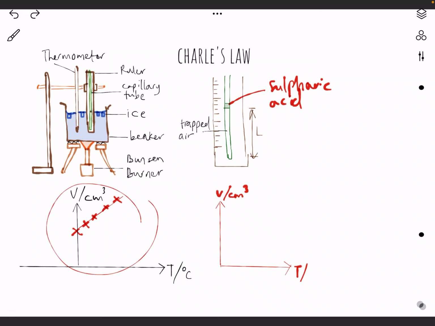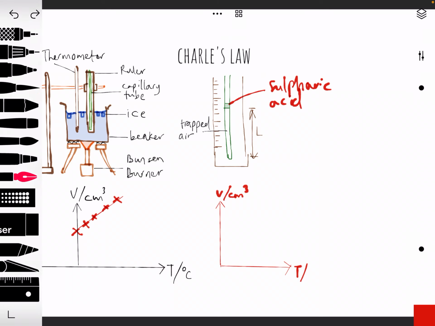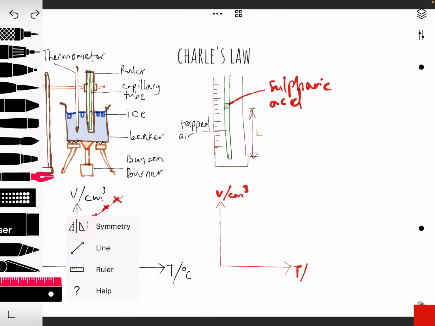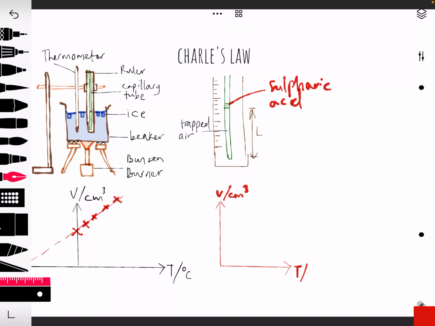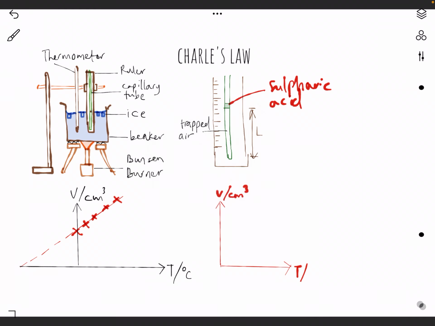Now, let us go back here. We are trying to create a relationship between volume and temperature. So what we do next is, we have to do graph extrapolation. Draw a dotted line. Now you can see the intersection between the line and the temperature axis. In the actual experiment, the intersection happens at negative 273 degrees Celsius. So, our assumption here is that the molecules of air do not have kinetic energy anymore. So, the volume will become zero.